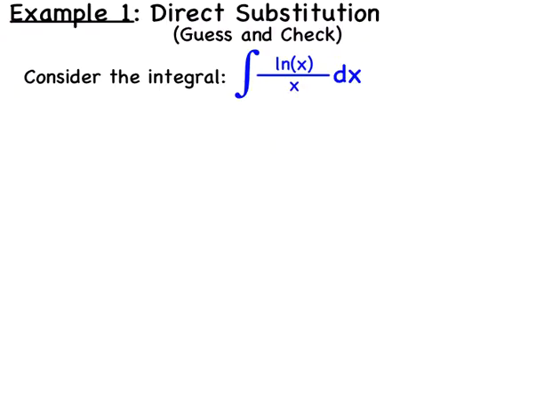So in this first example, typically we would choose the denominator as u, but we can see here that if u is x, we would get du as 1 dx, and this does not match. It does not address our natural log function at all, so we have to make a different choice for u. Our different choice is going to be natural log. We say, what if we let u be equal to the natural log of x, then the derivative of the natural log is 1 over x dx.